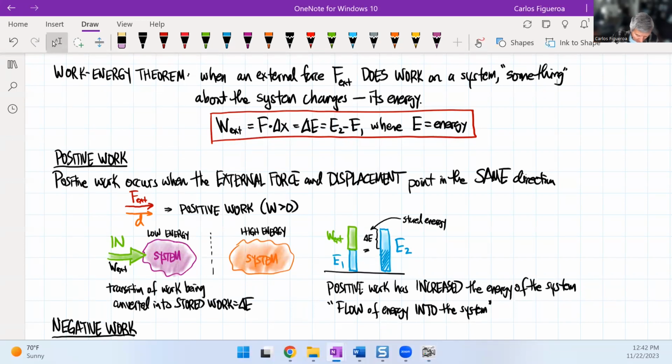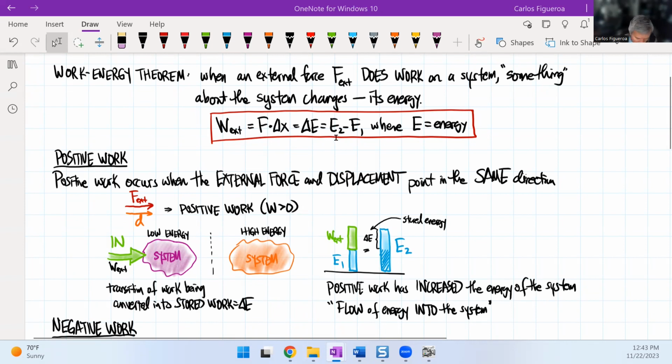When you do this line integral, you go through some mathematical process, but that's not our goal in this chapter. Our goal is really to pay attention to how we use these things. We have three situations where the change in energy could be positive, negative, or zero. Positive work means that the external force and the displacement point in the same direction.